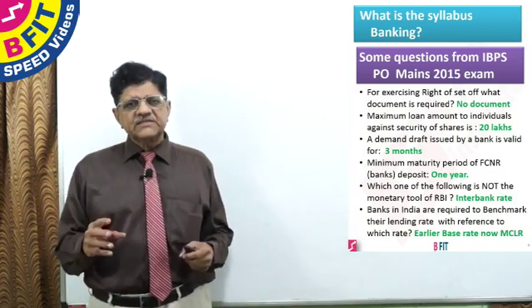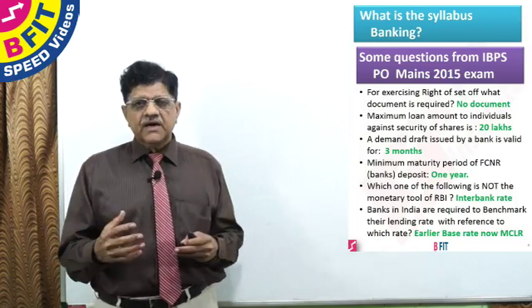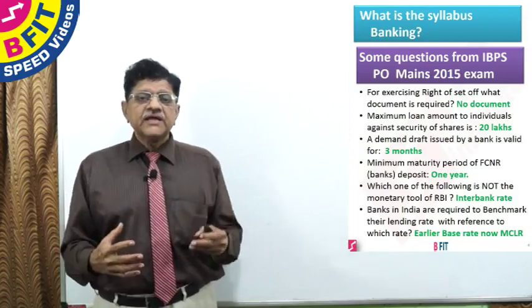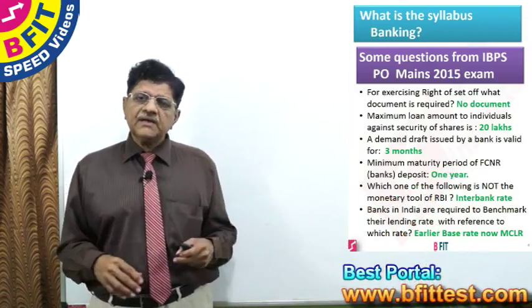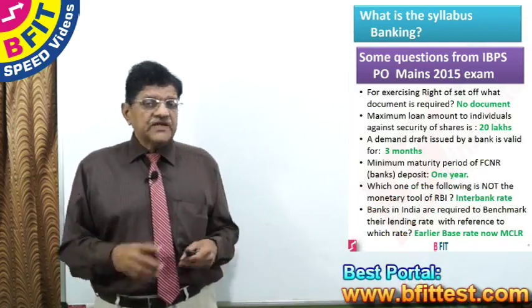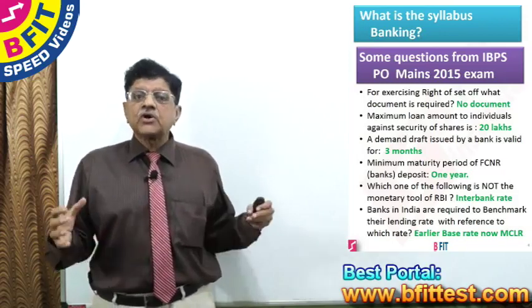Right of set off means the right to combine accounts. Banker has got a right of lien and then right of set off. Right of lien is to have a right over the goods that are left with a banker, and right of set off is with regard to accounts. Right of set off gives the power to the bank to combine the accounts.